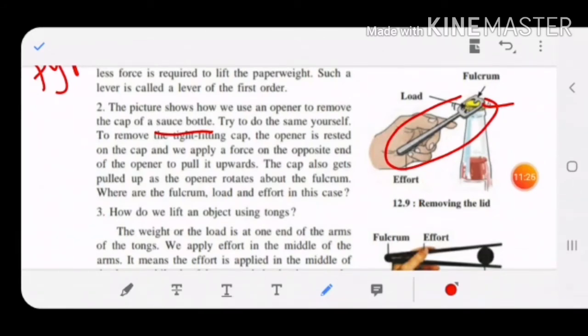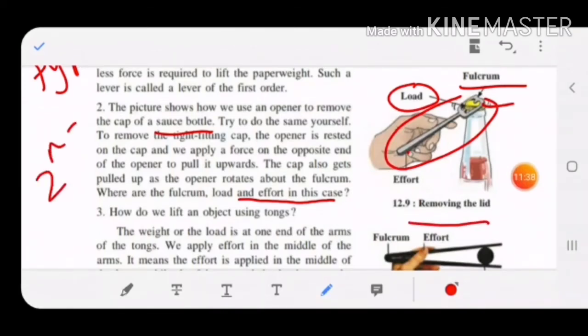Where are the fulcrum, load and effort in this case? Children, effort is here, load is in center now. Can you see? Load is in center, fulcrum on one side and effort on the other side. Such a lever will be called a second order type lever, where load is in center. This cap is the load now. Fulcrum is on one side and from this side you apply a force to remove the cap. So this is the second order lever.